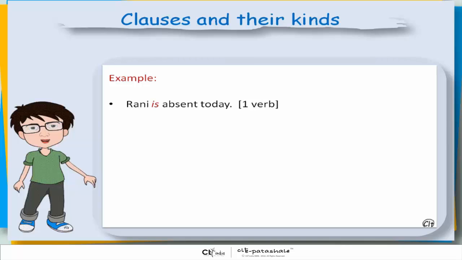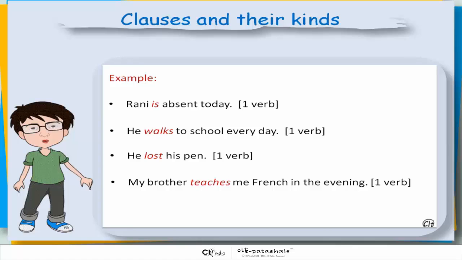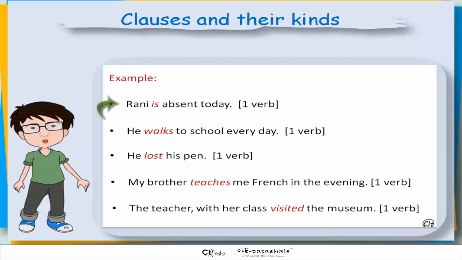Let's see some examples. All these sentences are simple sentences. Some are long, some are short, but they all have only one verb. Rani is absent today. He walks to school every day. He lost his pen. My brother teaches me French in the evening. The teacher with her class visited the museum. So all the verbs have been highlighted. These are all simple sentences.